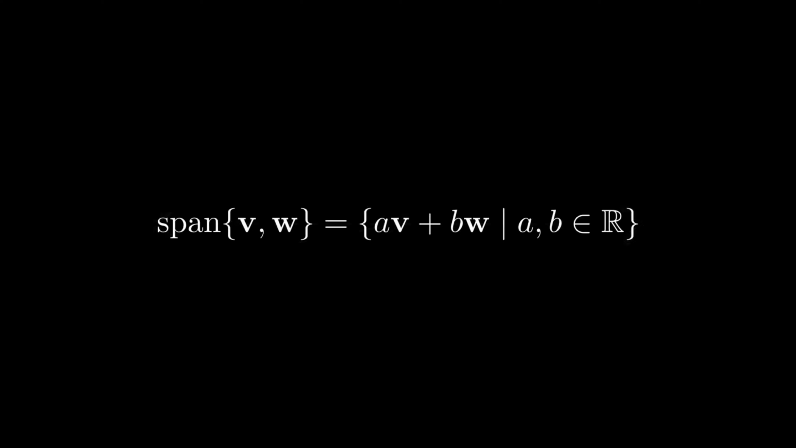Now let me explain what these symbols mean. The first part tells us what this set contains: vectors created in the form av plus bw, a combination of the scaled versions of v and w. This vertical line means "such that." And the second part tells us that a and b can be any real numbers. So this notation simply means the set of every possible linear combination of v and w.